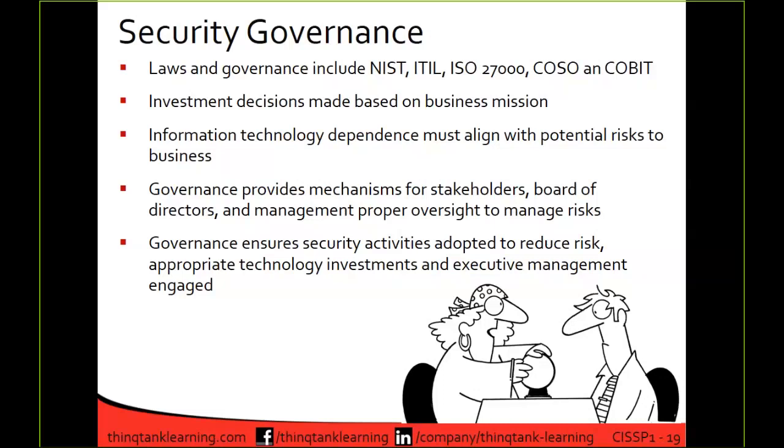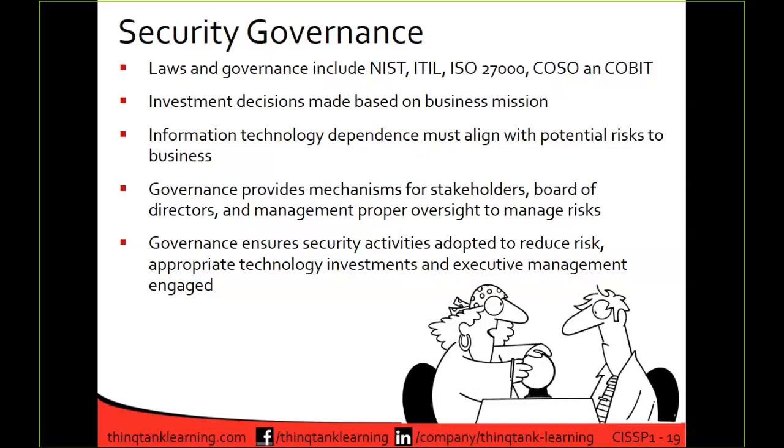So governance provides mechanisms for stakeholders. By the way, what's a stakeholder? Anybody that's involved in a process, a technology or whatever. A board of directors and management for proper oversight to managing your risk. The thing about governance that's different than policy and procedure is that policy and procedure is generally considered optional. If an organization decides to do something because it's in its best interest, that's different than governance. Governance means that you're regulated to those standards: HIPAA for the healthcare industry, Sarbanes-Oxley, GLBA, and a bunch of different regulations and rules that fit into these industries.